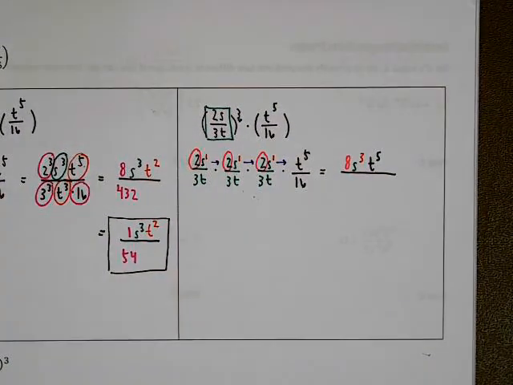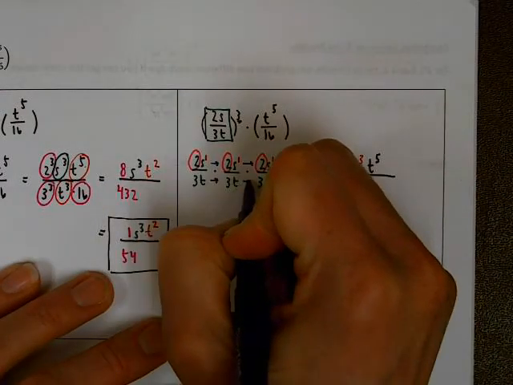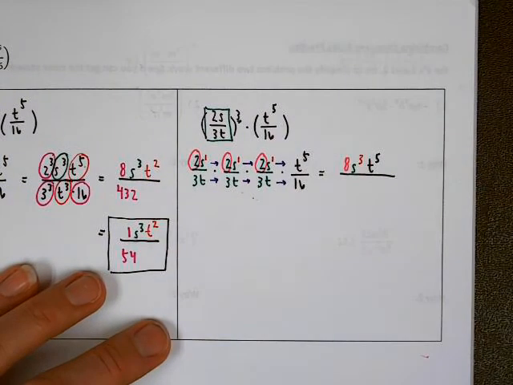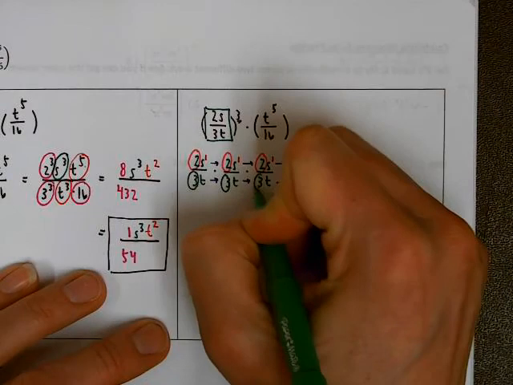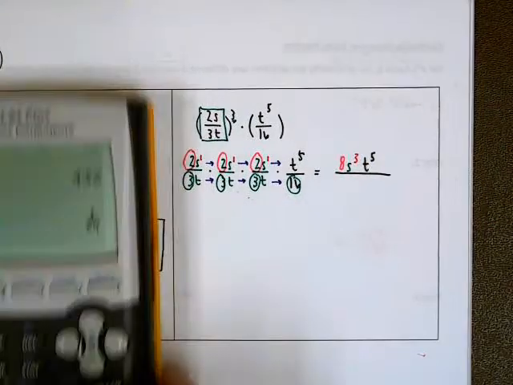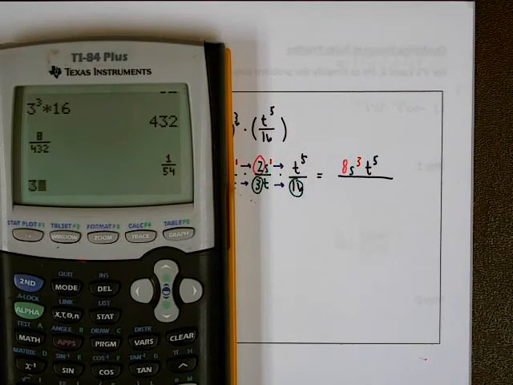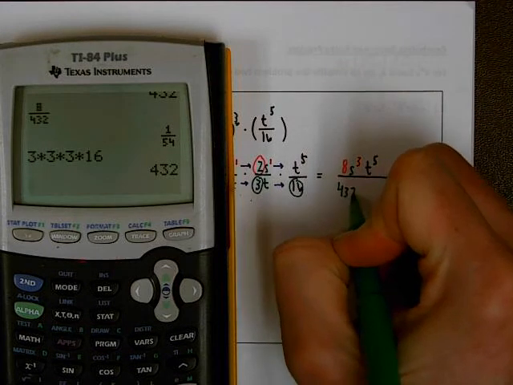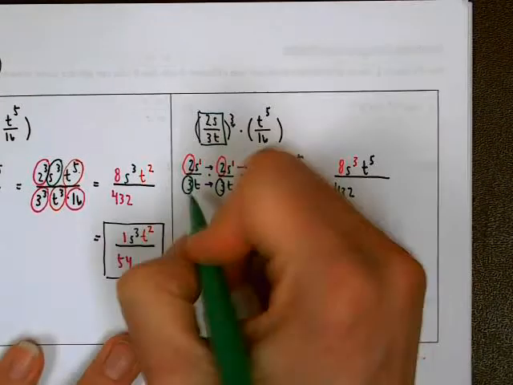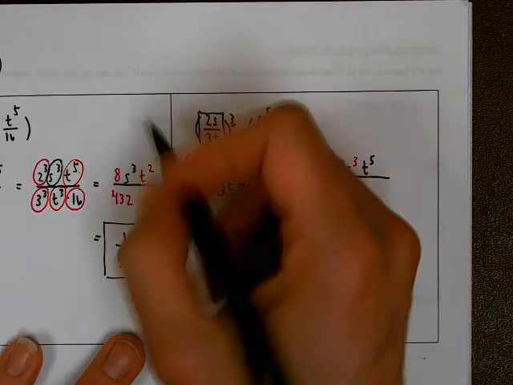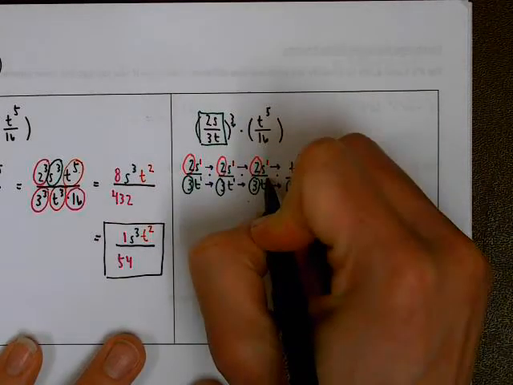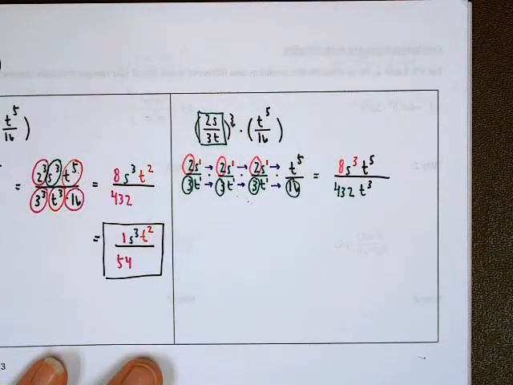Now on the bottom, I'm going to do the same thing. I'm going to multiply all my denominators together. So I'm going to multiply 3 times 3 times 3 times 16. And again, I would just use my calculator to do that. 3 times 3 times 3 times 16 is going to give me that 432. My base each time is a t. And again, because each of these exponents is really a 1, when I add them together, I get t cubed.